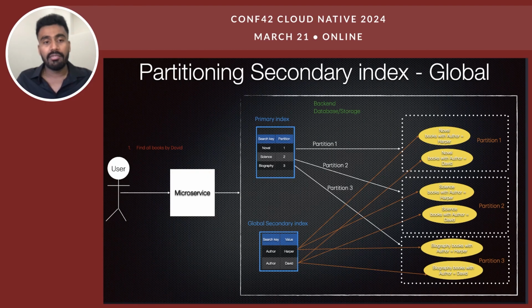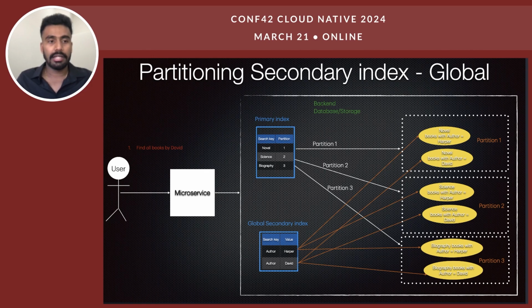And you can see here, when the user asks for the books with author David, you can fetch it from partition 1, 2, and 3. And there is no aggregation needed, and all the books data is actually returned back. At the same time, if you want to retrieve all the books related to a particular genre like novel, it goes through the primary index, say partition 1, and all the books with a novel genre and all the authors are returned.